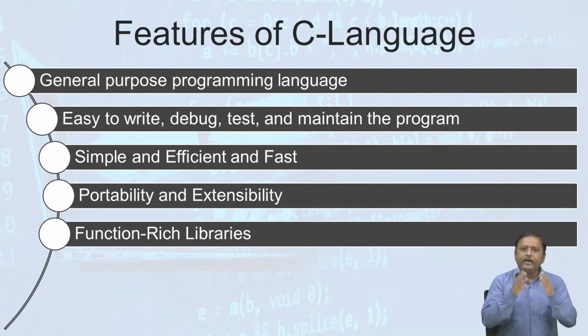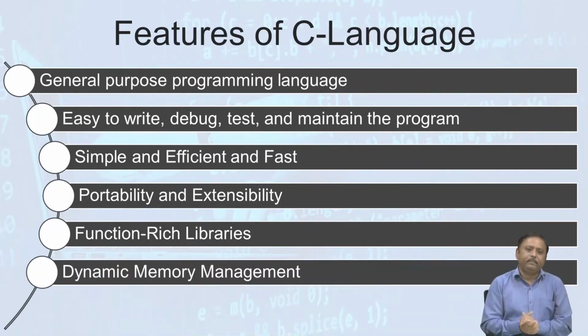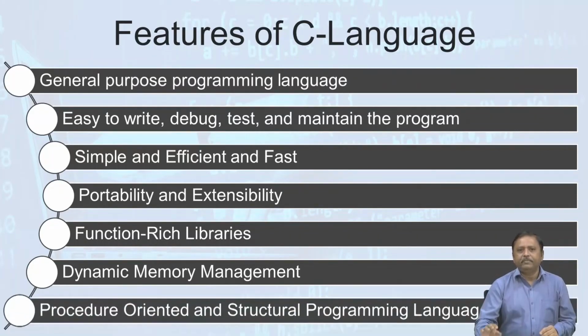C provides ready to use functions. So you need not to write down logic from scratch. You can use whatever functions are available in libraries by just including that library in your program, and whatever functions available in that library will be available to you. So C provides functions rich library. Then C use the concept of pointer for dynamic memory management. That means you can write program that make use of dynamic memory management.